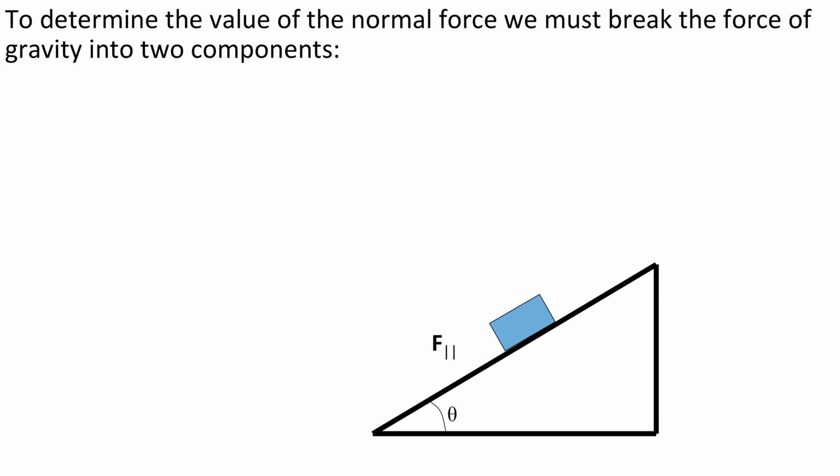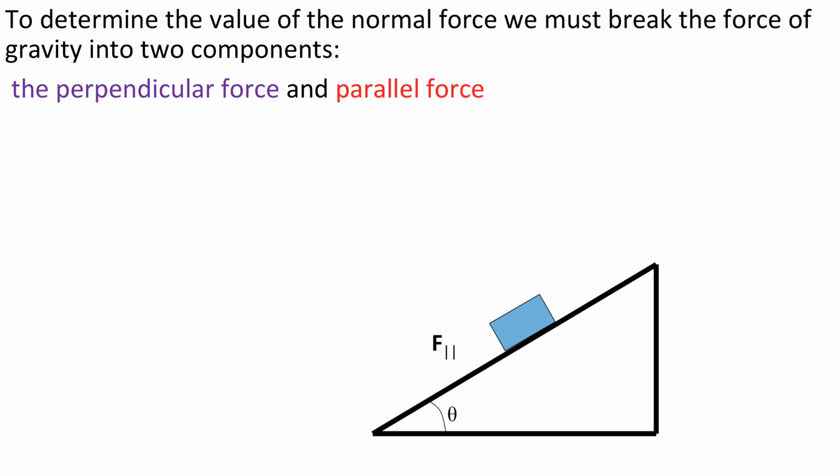To determine the value of your normal force, we have to first break down our gravity into two separate components. So going back to our vector unit of component vectors, that's essentially what we're doing here. We're going to call these a perpendicular force and a parallel force. You might see some different terminology out there for these forces, but this is what I go with. We're breaking down our force of gravity, which technically we could consider a resultant vector, and perpendicular and parallel forces are two component vectors of that.